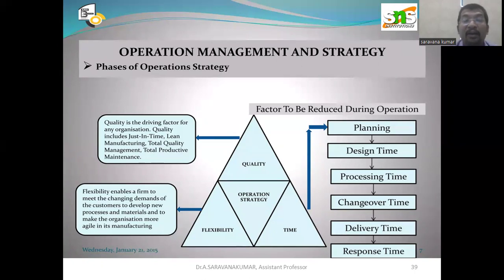Flexibility, adaptability. Flexibility enables a firm to meet the changing demands of the customers, to develop new processes and materials, and to make the organization more agile in its manufacturing. And time is very important. Factors to be reduced during operation: planning time, design time, processing time, changeover time, delivery time, and response time. These are the times we are going to plan.